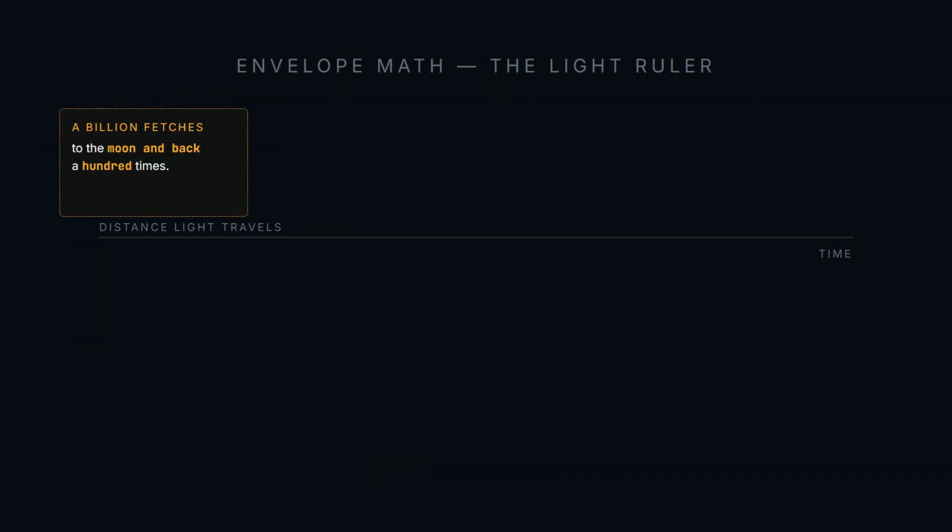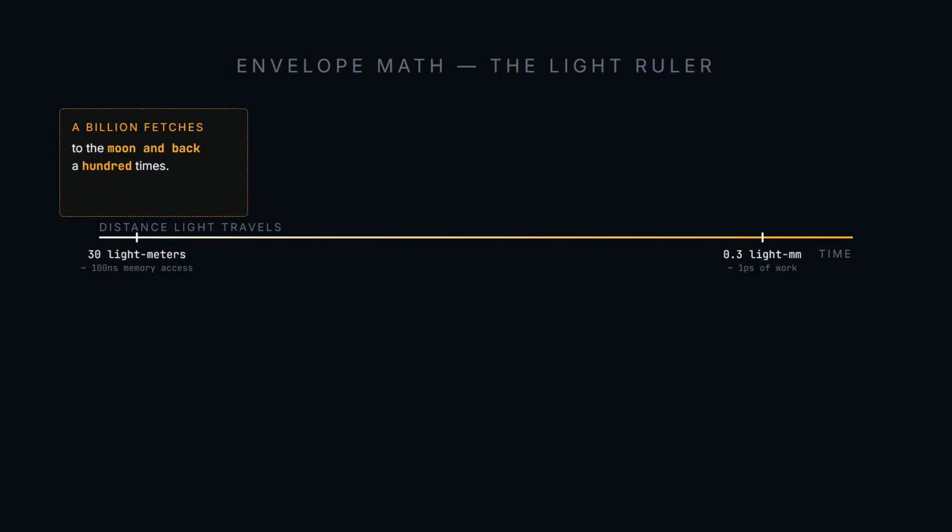For each row, for each facet, you find a counter and add 1. 100 million rows times 10 facets, a billion lookups. One memory access is about 100 nanoseconds. A billion of them, 100 CPU seconds. Here's the catch. In the time it takes to fetch one number from memory, light travels 30 meters. A billion fetches is to the moon and back 100 times.